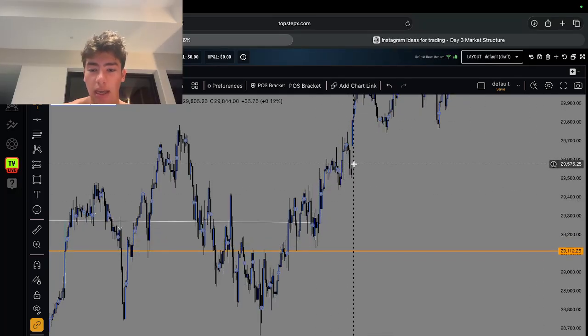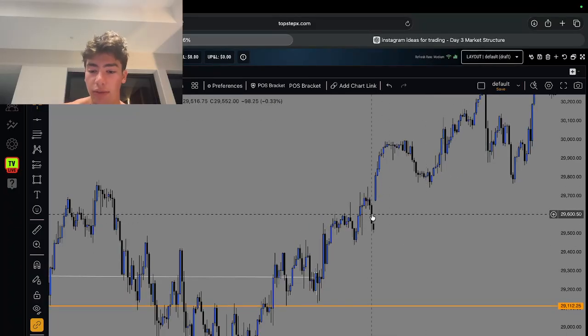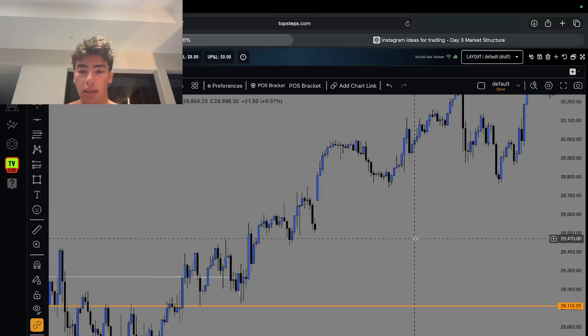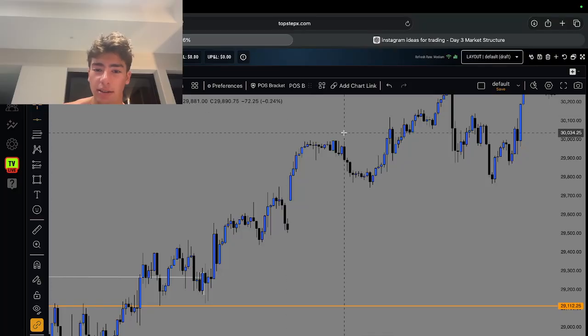So you see how this is Friday. This is the hourly time frame. This was Friday. Market's closed. When the market opens on Sunday for Asia session, we leave a gap. This is a great target in the market, right?